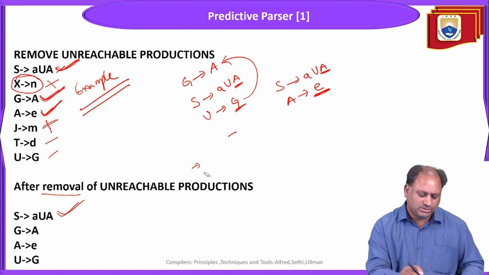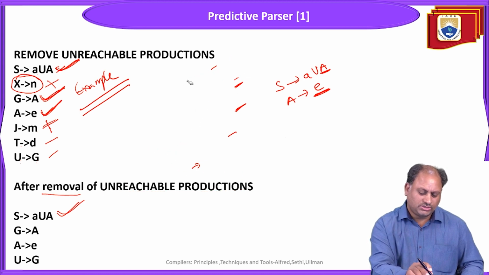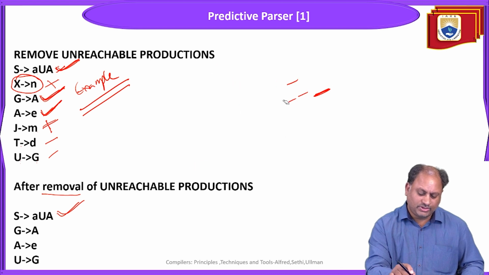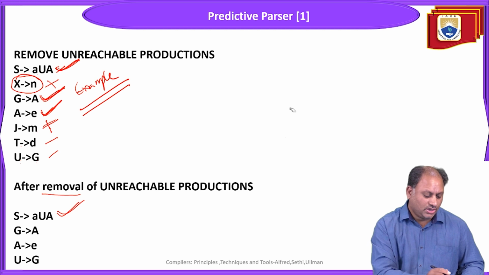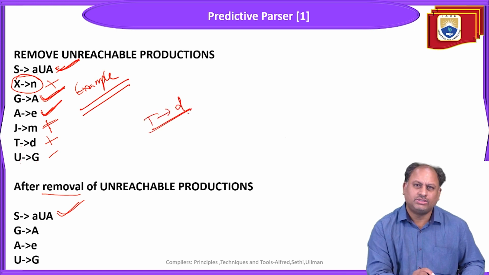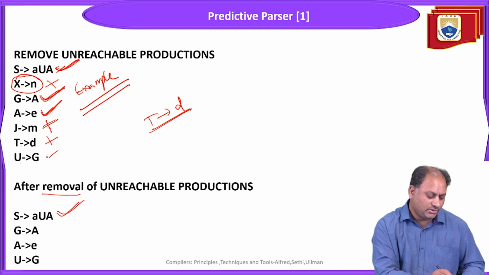Such is one of the important points for this first one. And if you see that T derives D, this is also the same, capital D derives small d, which is not at all to be considered. Why? Because it does not depend on any of the production. And where capital U derives G, this one is to be considered.